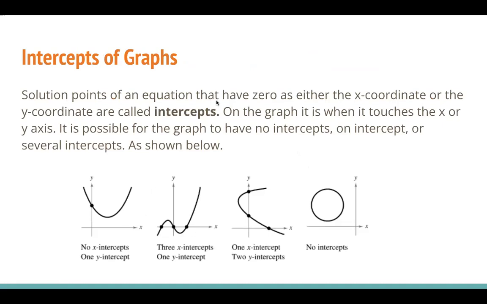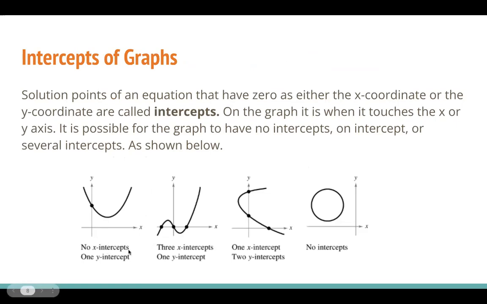Intercepts of graphs. Solution points of an equation that have 0 as either the x-coordinate or the y-coordinate are called intercepts. On the graph, this is where it touches the x-axis or y-axis. It is possible for a graph to have no intercepts, one intercept, or several intercepts, as shown below.